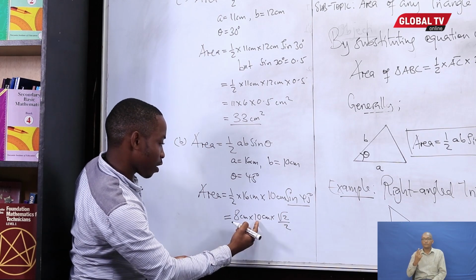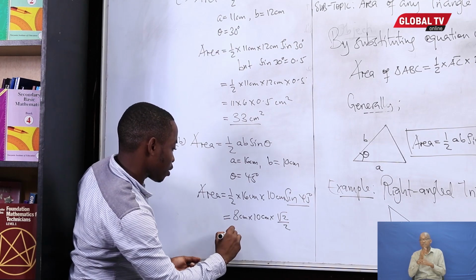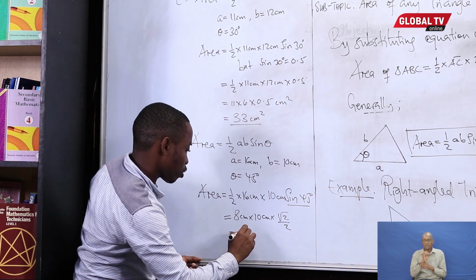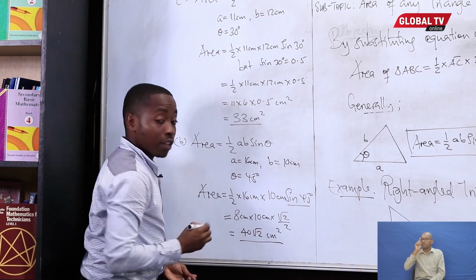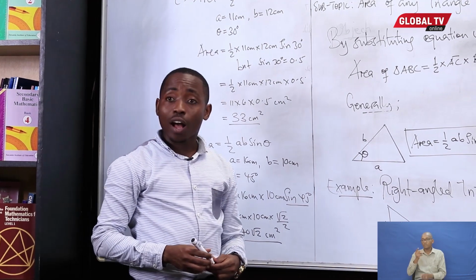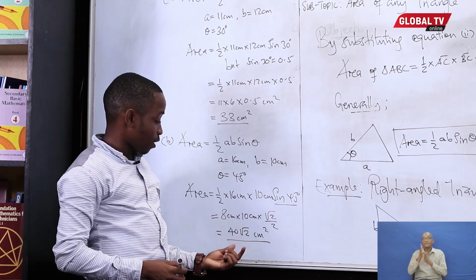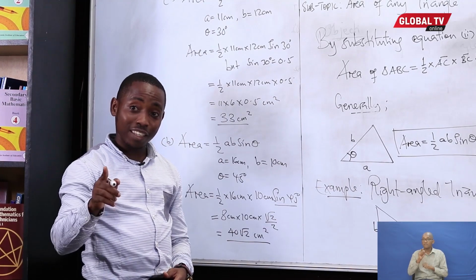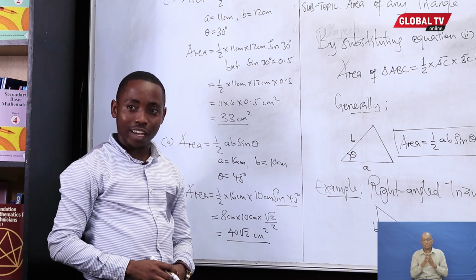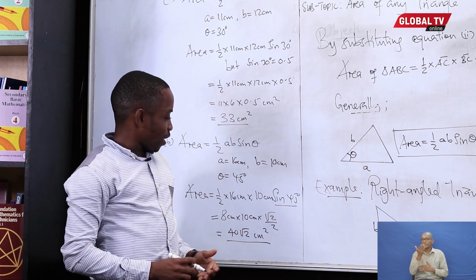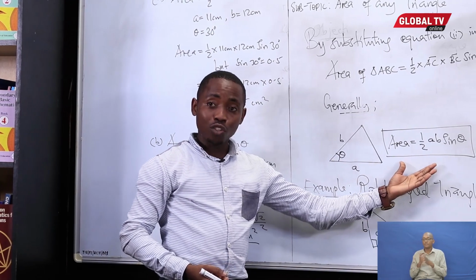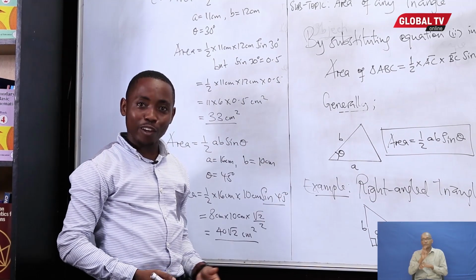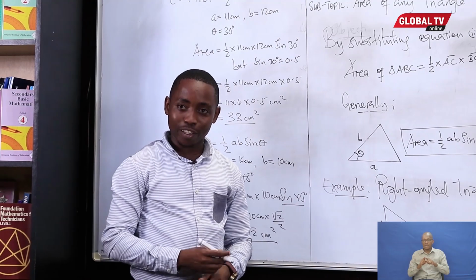Here, this one and this one will cancel, and 5 times 8 is 40. So we are going to get 40 square root of 2 centimeter squared. We can leave our answer in surd form like this, but it must be in a simplified form. So these are some of the examples of how we can use our general formula to find the area of any triangle that we are given.